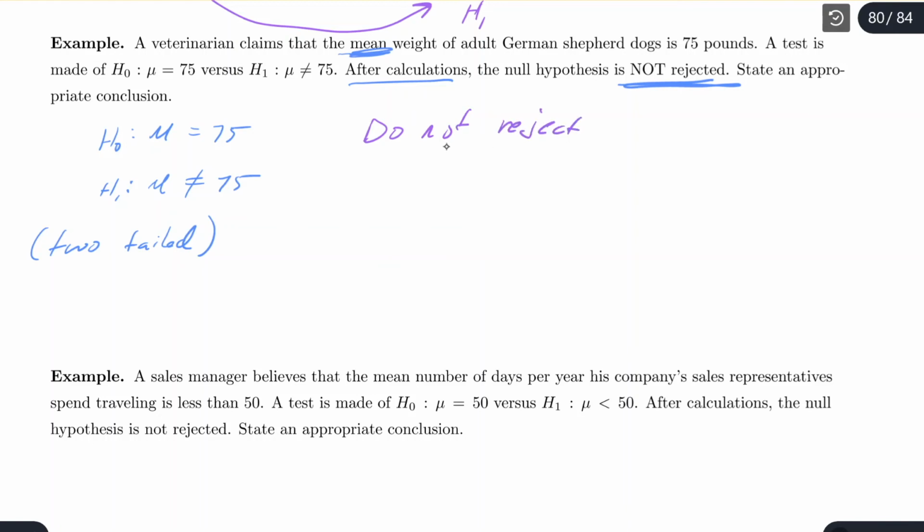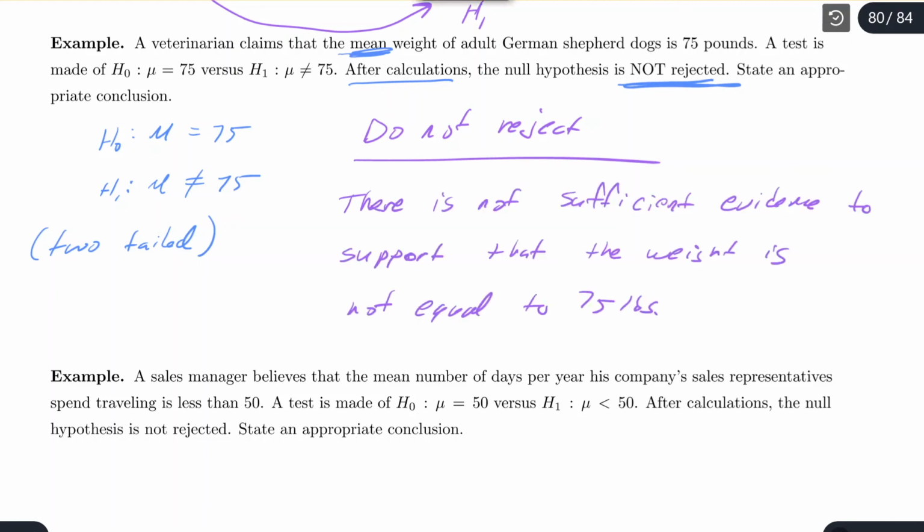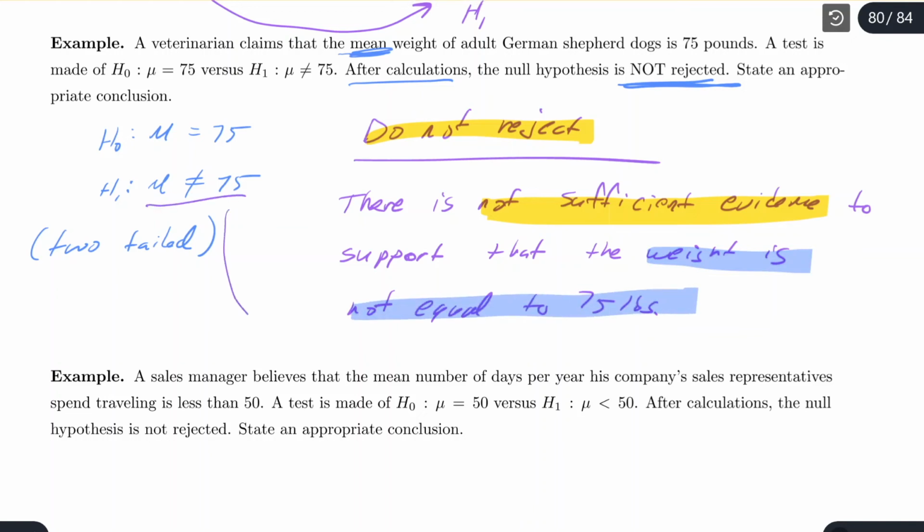Do not reject means there is not sufficient evidence to support that the weight is not equal to 75. So do not reject, there is not sufficient evidence. Not sufficient evidence. And this part, the weight is not equal to 75, is just writing or turning the hypothesis in words. This is always the same pattern, but you just need to practice writing in the context of these problems.